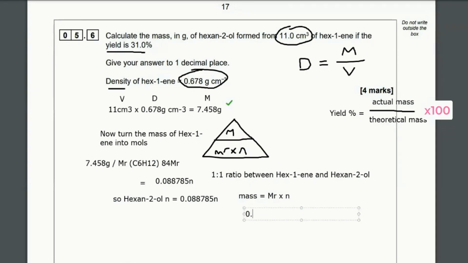Now we want to find out exactly what mass that will be. That's going to be our theoretical mass. So we're going to do 0.088785. We're going to stick it in the mass equation, by timesing that by the Mr, we're going to work out the mass.